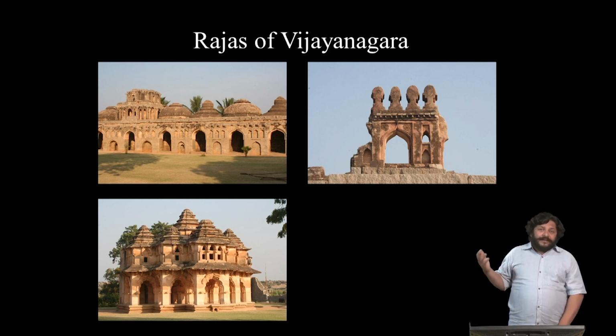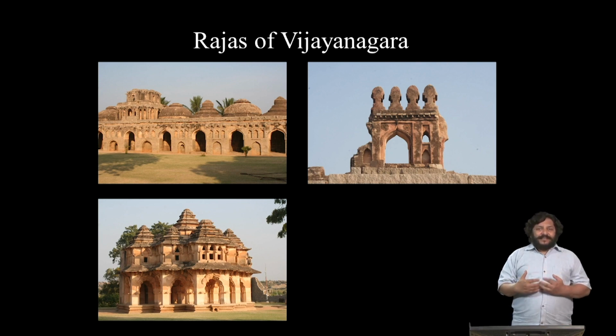And it is the elephant stables that you see on your top left, the Lotus Mahal built in the 16th century on your bottom left, and the detail of the kind that you see above that really define the hybridity of the Rajas of Vijayanagar.